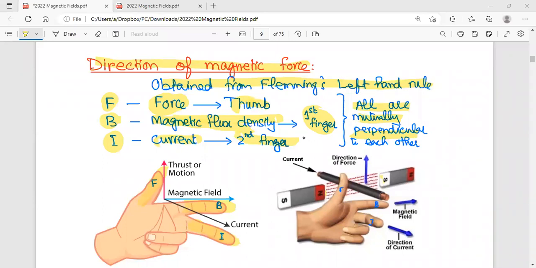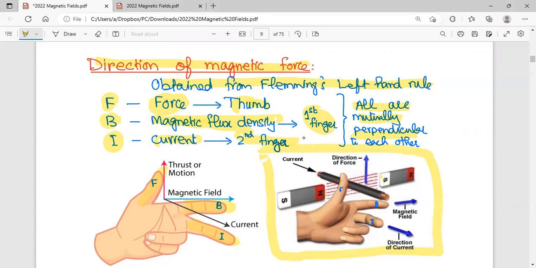Okay, so I was telling you that what you have to do is apply the rule on the screen as indicated over here on the right side. Point your left hand in front of the screen and then point the first finger. Don't bend the first finger, just open your hand, all fingers open, and then point your first finger towards your right, because the north to south magnetic field is to the right.